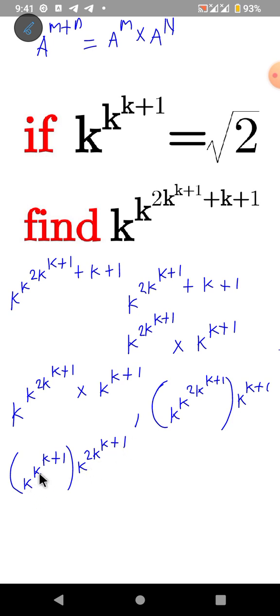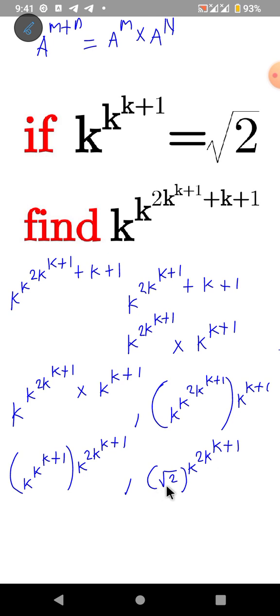Then now my next step now will be to substitute. Now we know that k raised to the power of k raised to the power of k plus 1 is the same thing as the square root of 2. So we continue, we say the square root of 2, that's this expression in bracket now is the same thing as the square root of 2 raised to the power of k, that's this k raised to the power of 2k, then raised to the power of k plus 1.